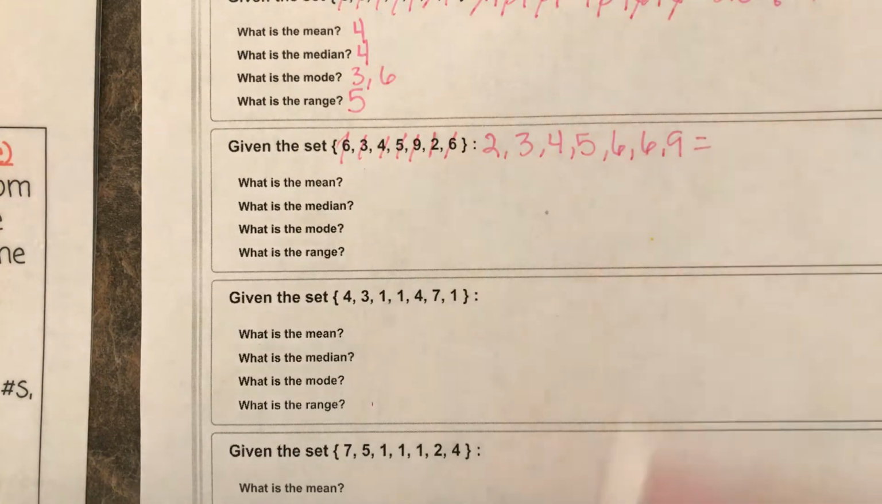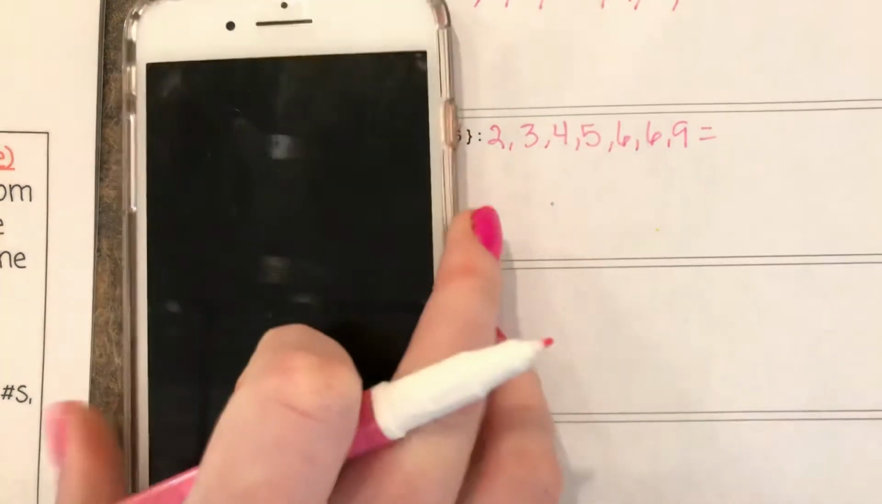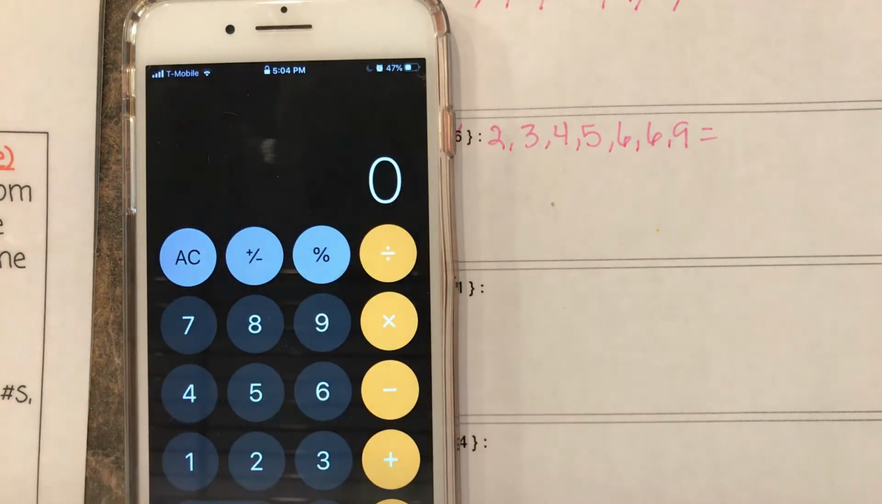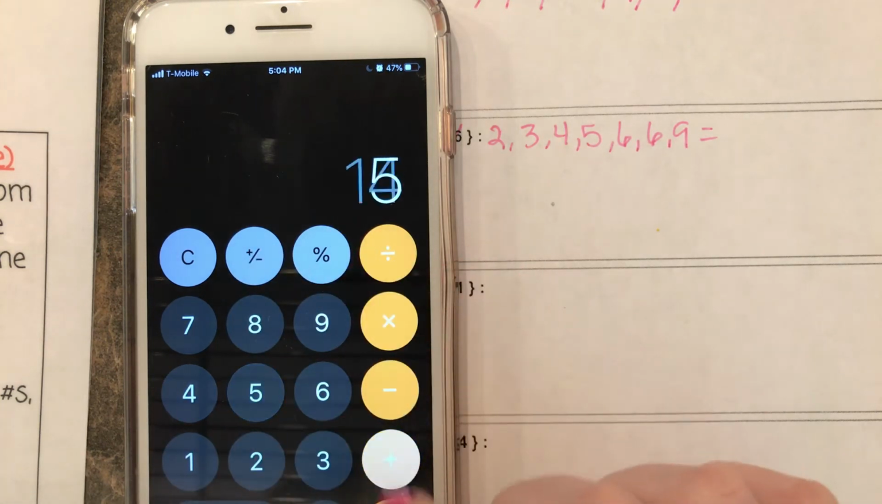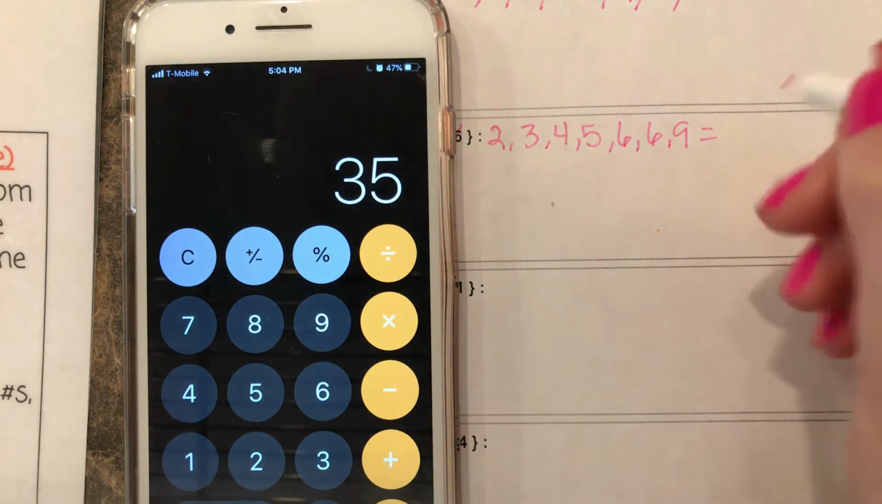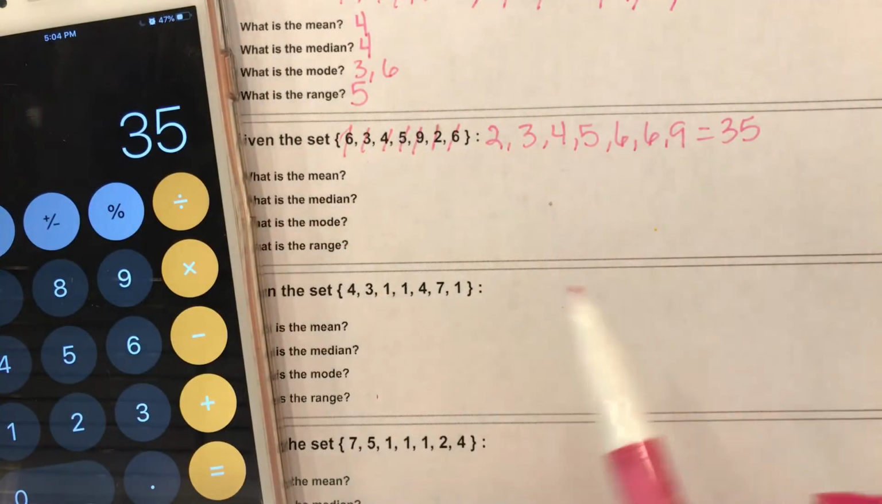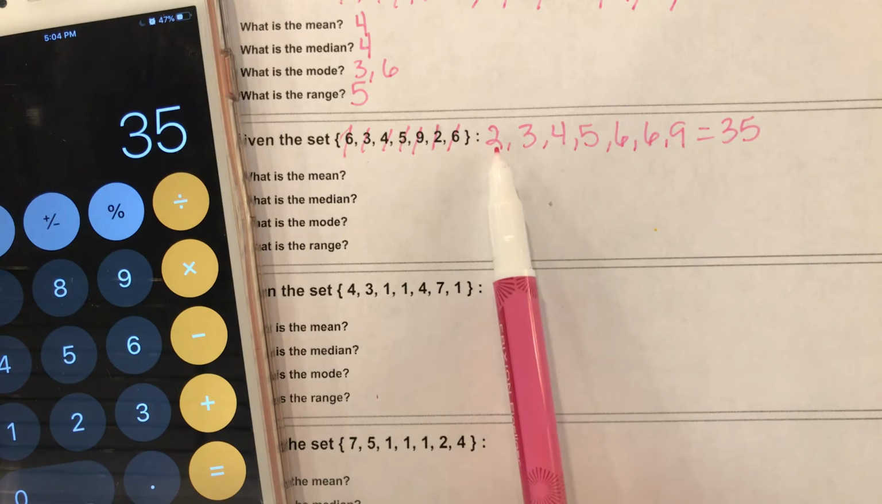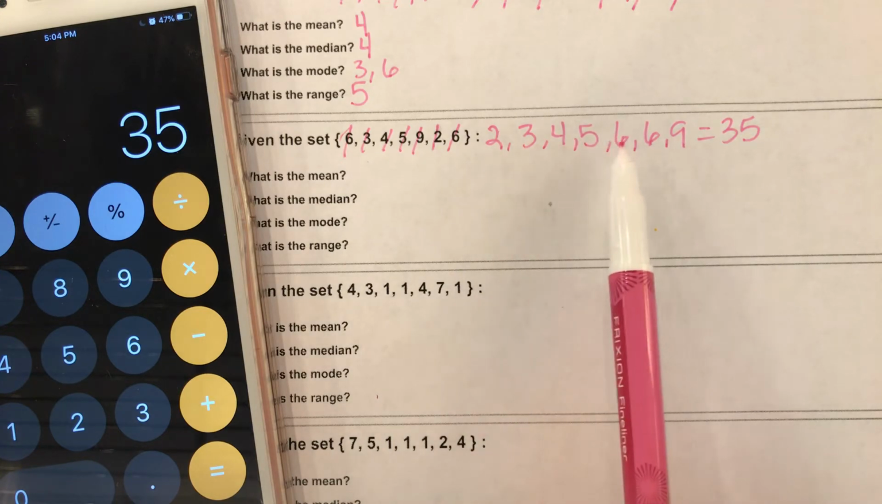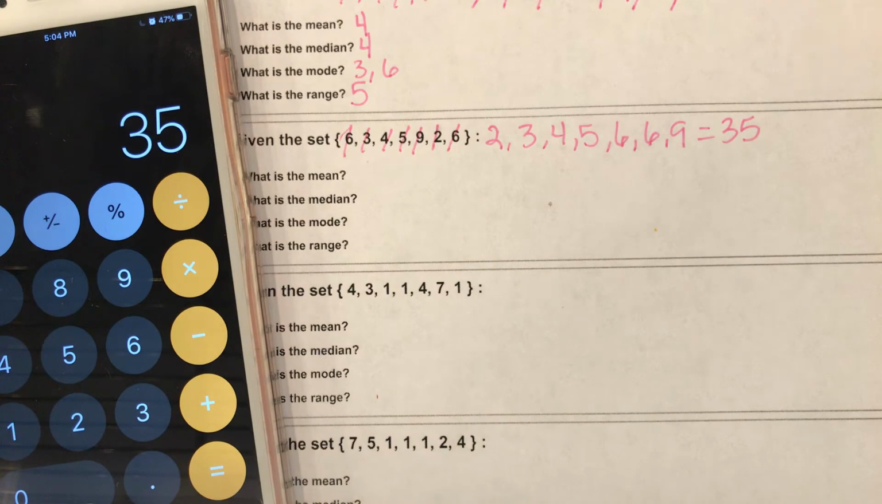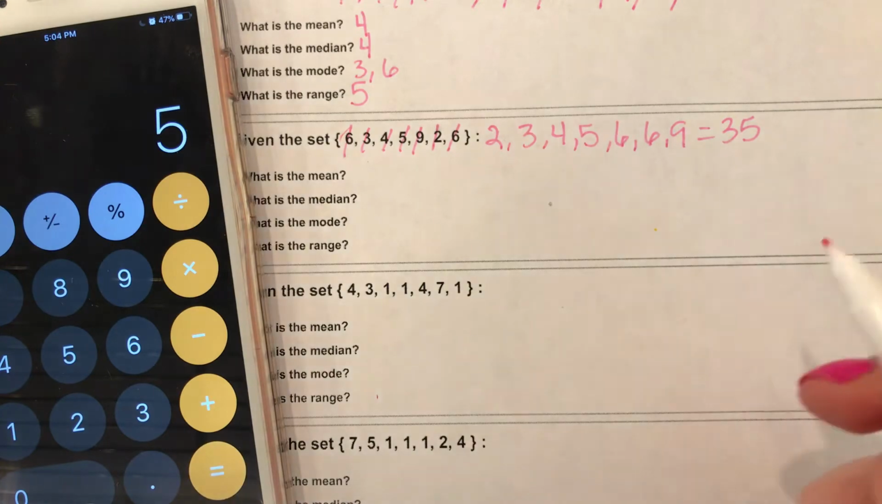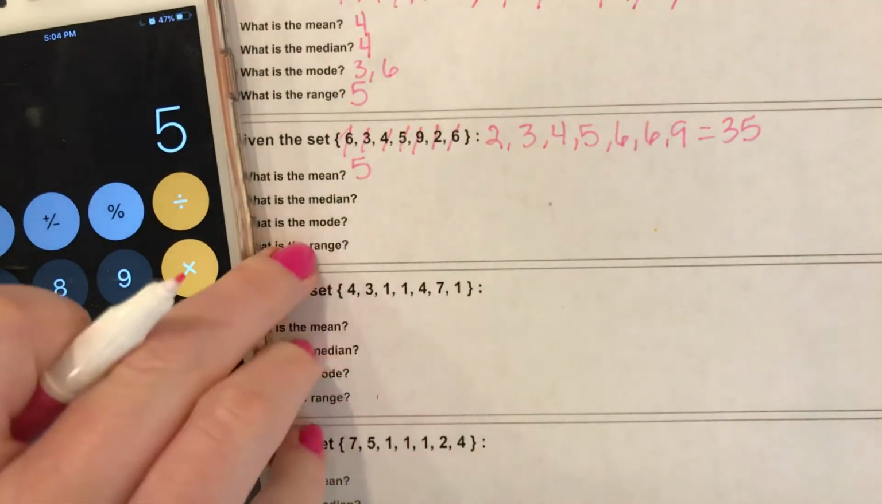All right, got to add them all up. All right, so 2 plus 3 plus 4, 5. All right, grand total, 35. Next step, count how many numbers we just added. 1, 2, 3, 4, 5, 6, 7. And then we need to divide. Okay, that gives us an average of 5.